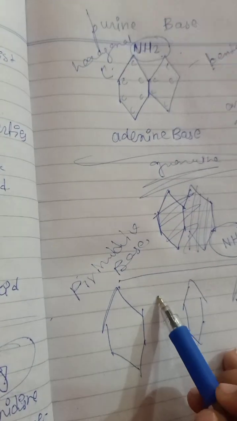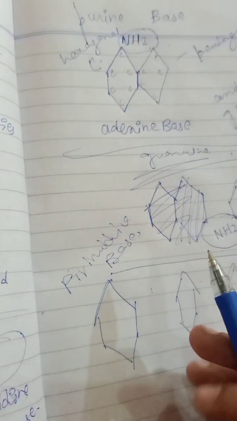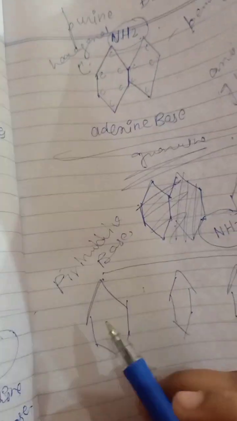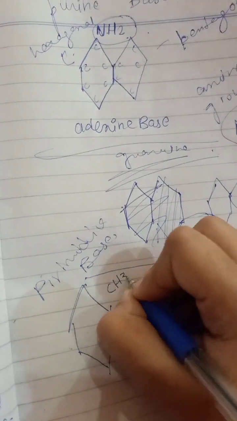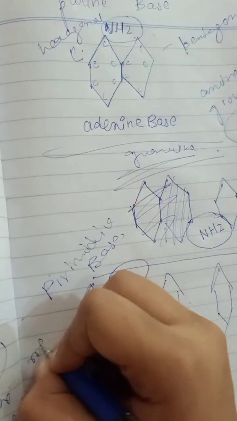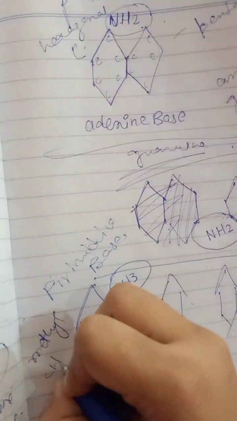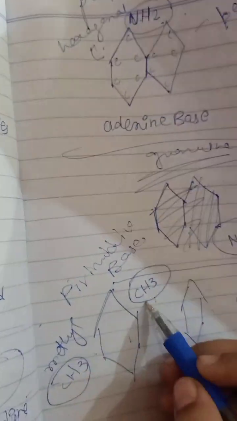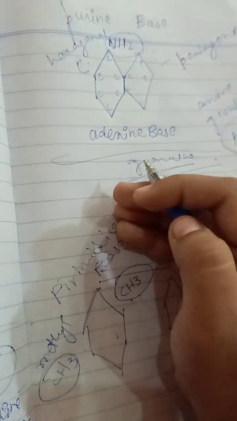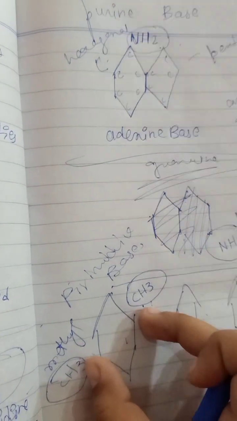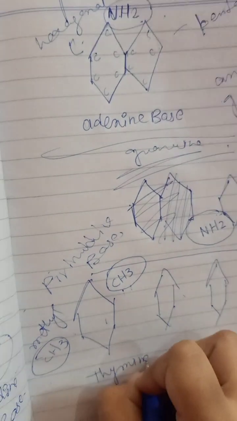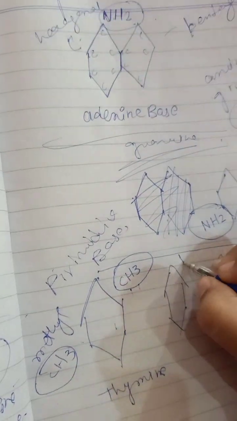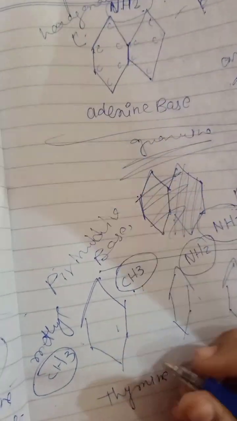Okay, so you can say that this is a 6-carbon ring, and they all will be hexagonal. If the methyl group, CH3, is there on the upward side, that base is known as thymine. If the amine is there at the upward side, that is called cytosine.